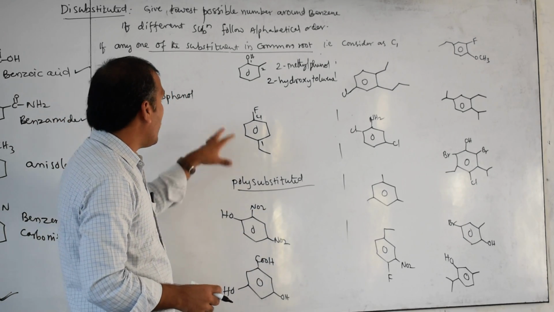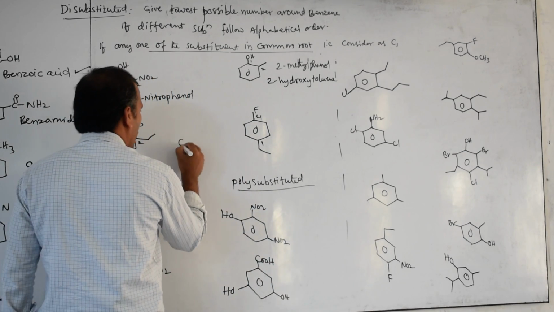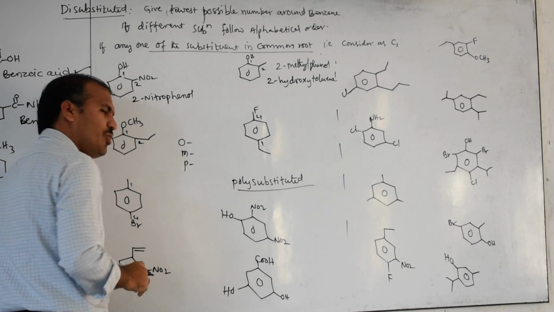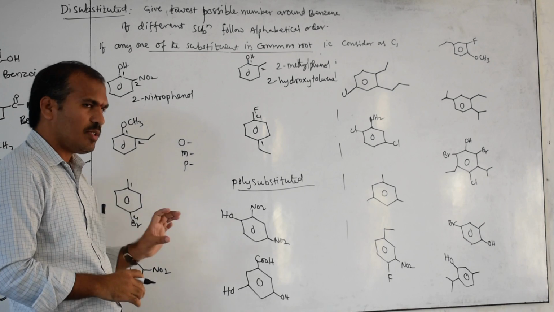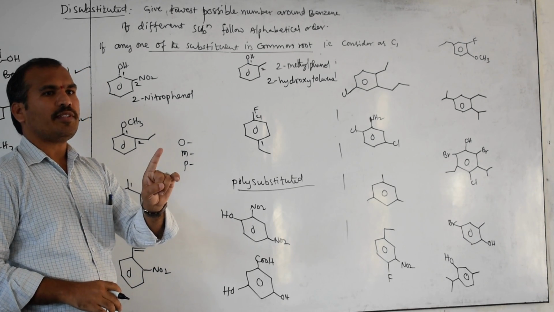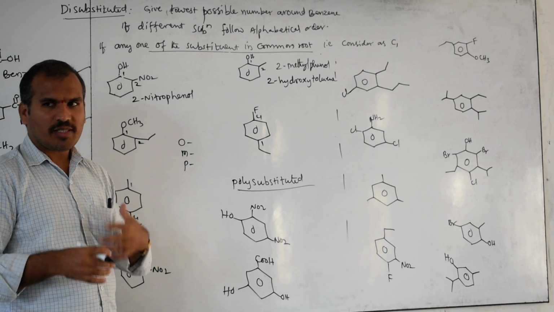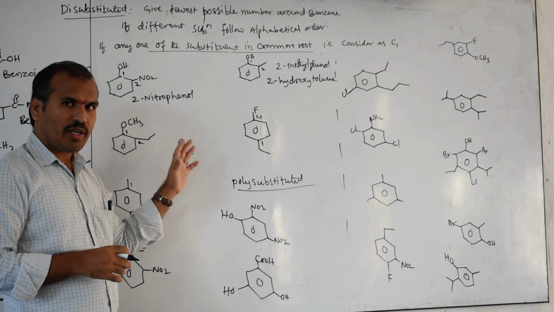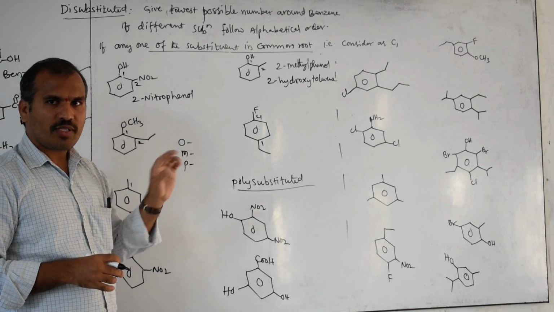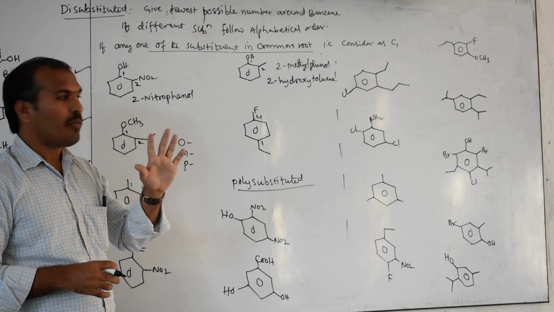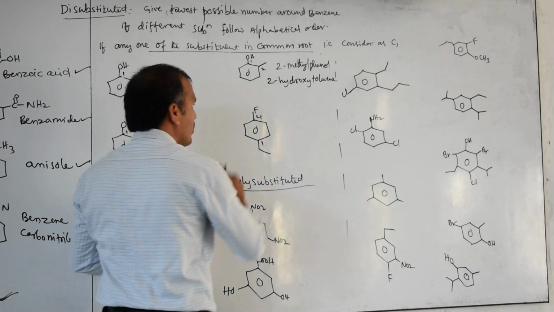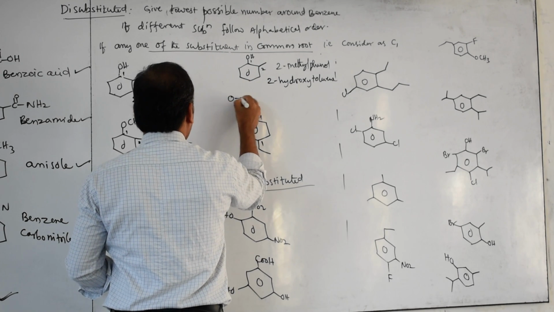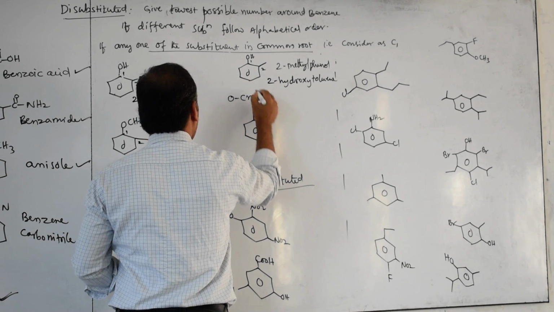Next, keep in mind: ortho, meta, para you can use in common names but not in IUPAC names. I am discussing IUPAC names, that's why I am not concerned with ortho, meta, para. We use these for common names. So what is the common name of this one? Actually it is orthocresol. Remember this is its name.